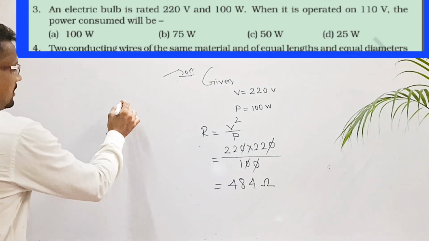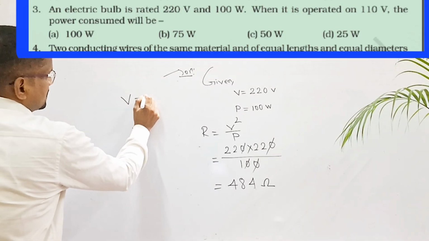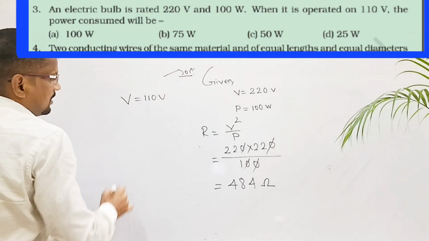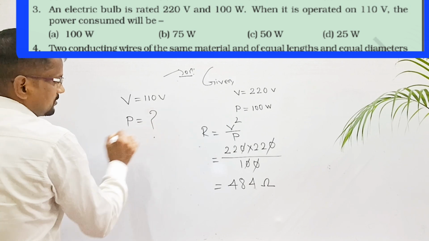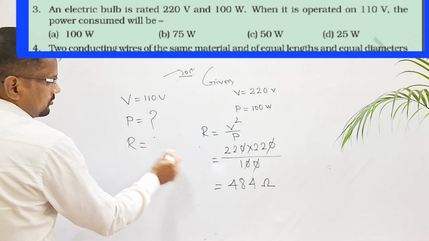Next, in the second case, when potential becomes 110 volt, then what is the power you have to find out? But resistance this time it is known to you.